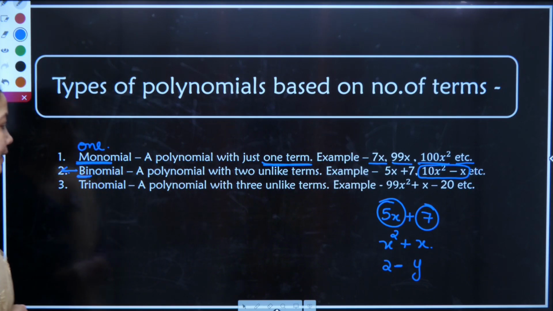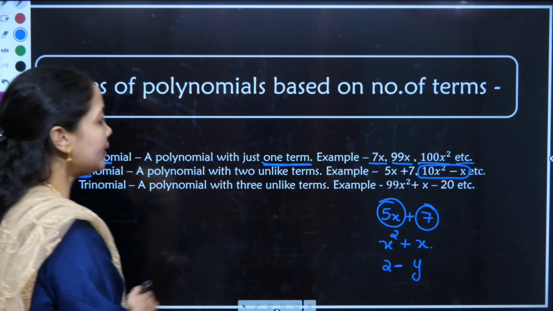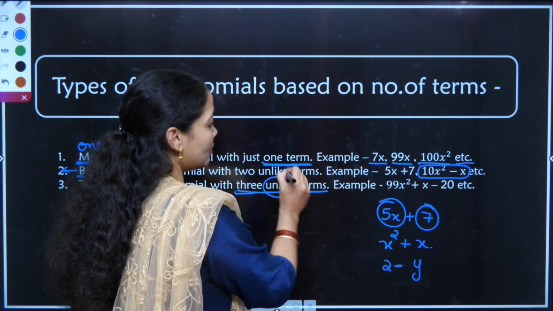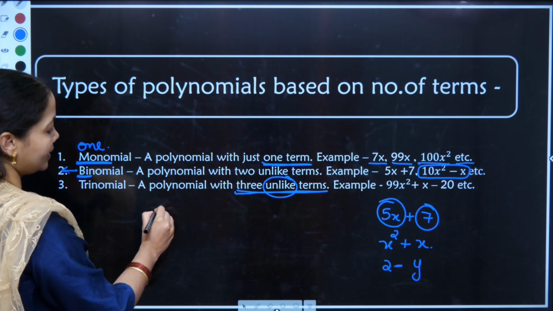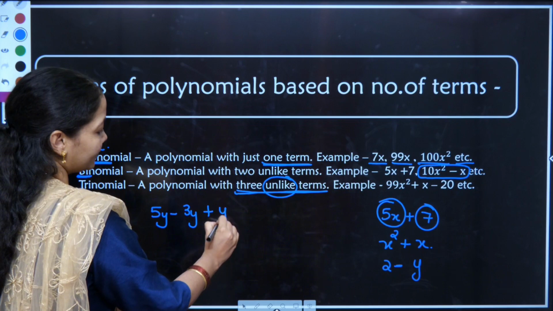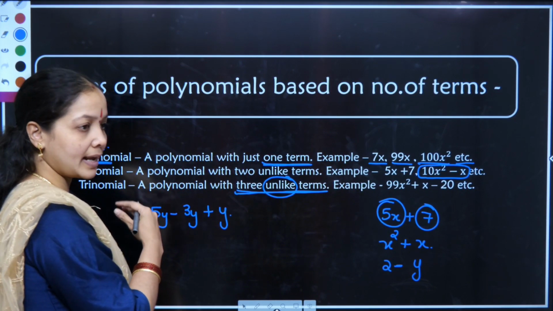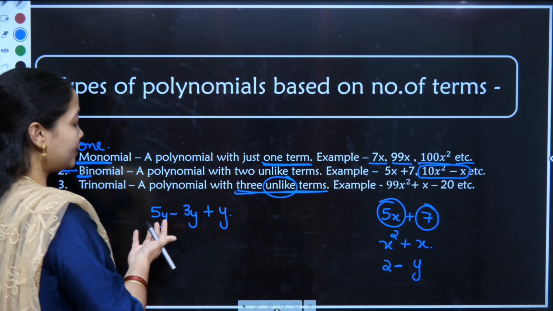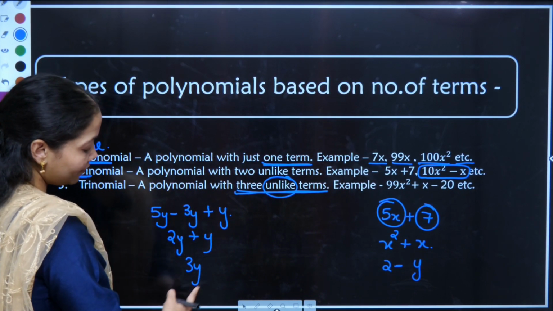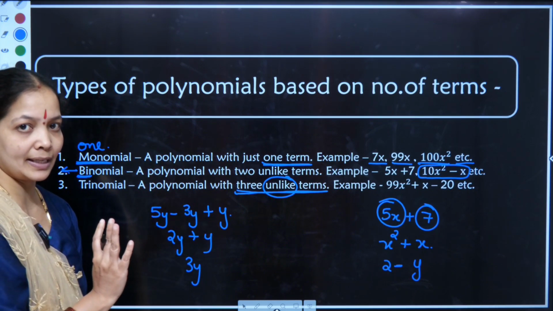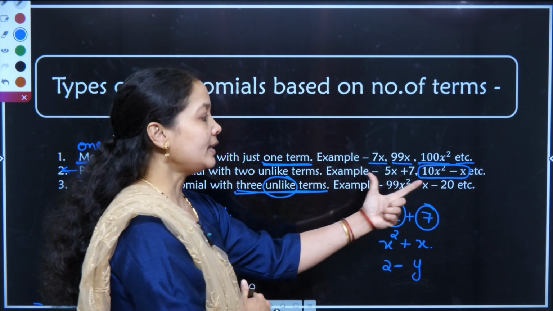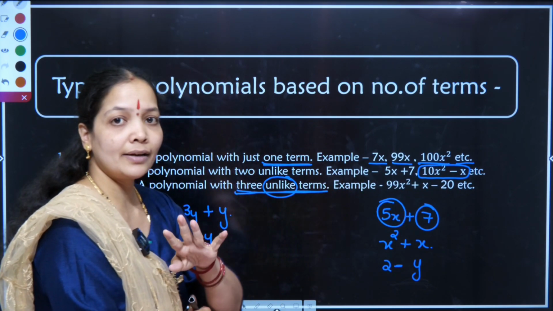Coming to the third category, called trinomial, a polynomial with three unlike terms. Why are we specifying unlike terms? Because if we have like terms like 5y minus 3y plus y, we can add or subtract these like terms. The answer for this will be 2y plus y, 3y. Now there is only one term. This is a monomial and not a trinomial. Therefore, this term unlike is very important because in the given whole expression, I should not have like terms.